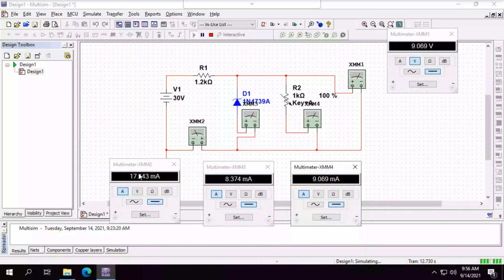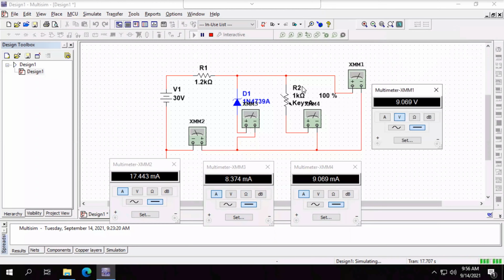So we see there's 17 milliamps total from the source. 8 milliamps of that 17 goes to the Zener diode, and 9 milliamps goes to the load resistance. It should make perfect sense that that much current goes to the load, because whenever the Zener diode is on, it's maintaining a constant voltage across that load. So if you have 9.069 volts across a 1K resistor, then you're expecting to get 9.069 milliamps. As long as the voltage is held constant, the current through that resistor has to also be constant.